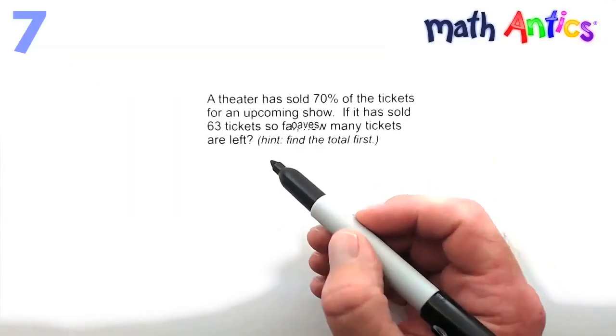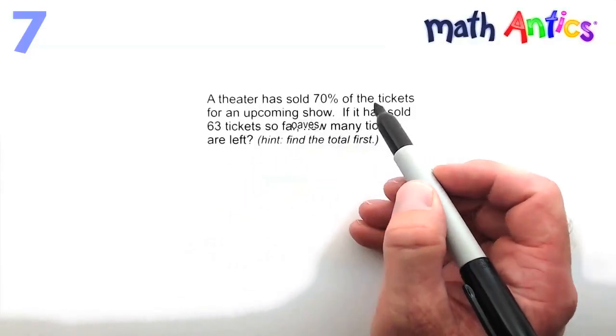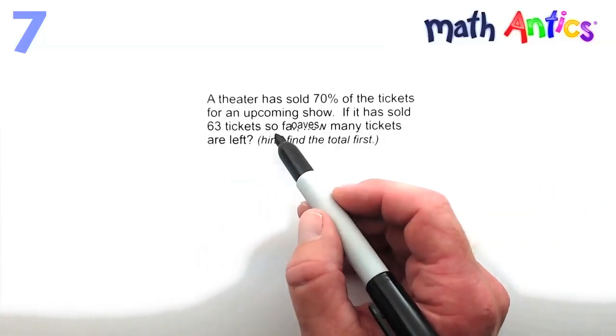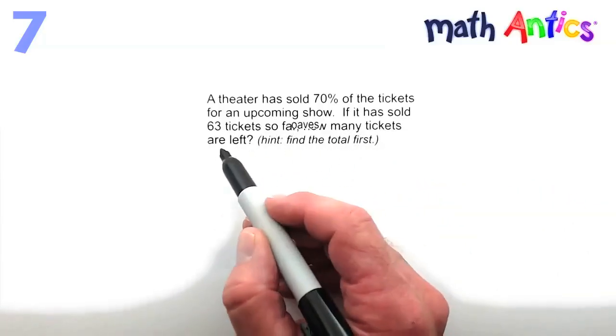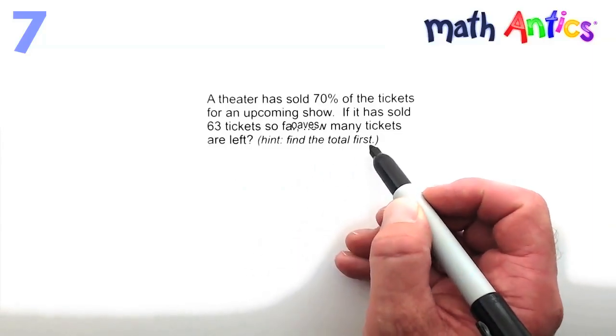Okay, our next problem gets a bit tricky. It says, a theater has sold 70% of the tickets for an upcoming show. If it has sold 63 tickets so far, how many tickets are left? And it gives us a hint. It says that we need to find the total first.